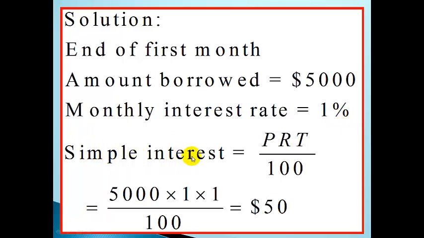Now the simple interest will be equal to P times R times T divided by 100, where P is the principal, R is the rate, T is the time, and 100 is the constant. So simple interest is equal to 5,000 times 1 times 1 divided by 100. This is equal to $50. So the monthly simple interest will be $50.